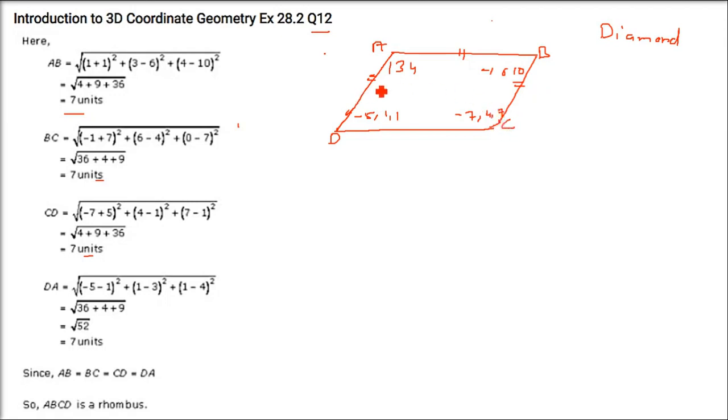See, if you find out the sides are equal, it's confirmed. So you don't have to go ahead. I'm just saying that you can go a step ahead and try to find out the distance of the diagonals. And then you see the distance between them.